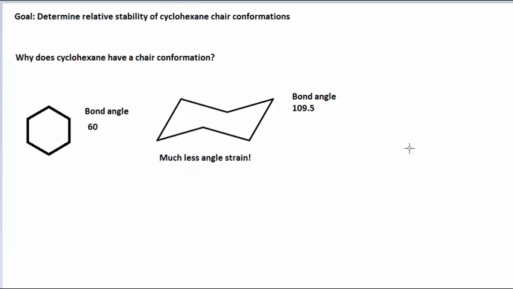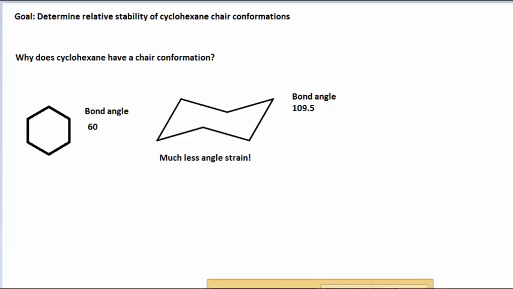So when you have the chair conformation, and this is how we draw the chair conformation, hopefully you'll see why in a little bit. This is why cyclohexane does it. It reduces the strain energy due to angle strain from going at 60 degrees, which is totally unfavorable, to 109.5, which it wants to be because it's sp3 hybridized and it wants to be tetrahedral.